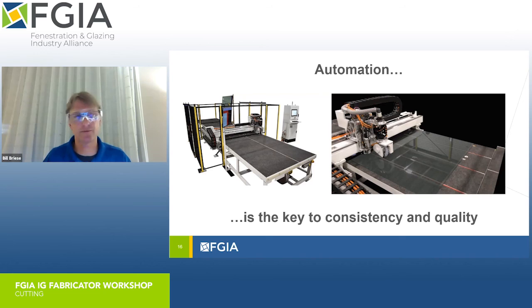So it's really hard to control all of these variables by hand. I don't recommend making production IG by hand. You can have a semi-automatic easel table, but really the way to control good glass cutting consistency and quality is through some sort of glass cutting machinery or automation system.